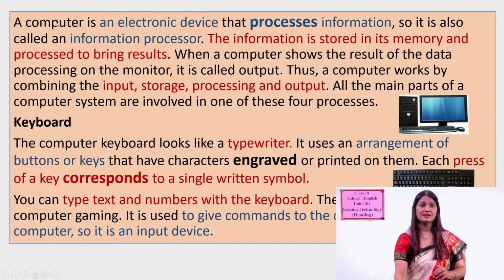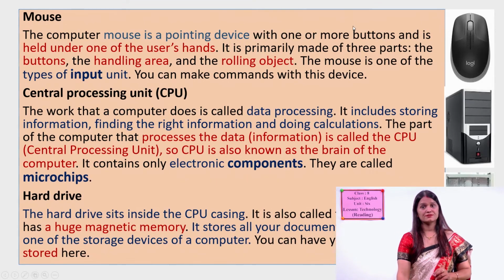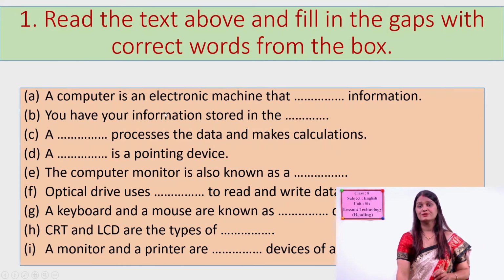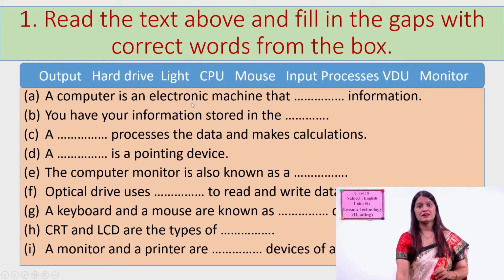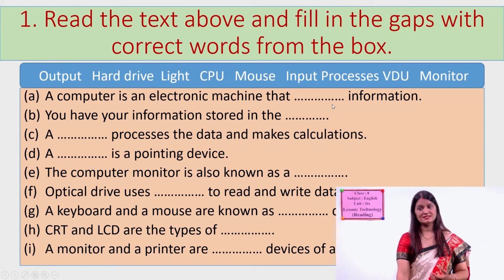So in this way, it will be easy for us to find the correct word to fill in the blank space. So a computer is an electronic device that processes information. So what will be here? A computer is an electronic device, electronic machine that, yes, you are right, processes information. Okay, so in this way we can find. I hope you have got the idea.